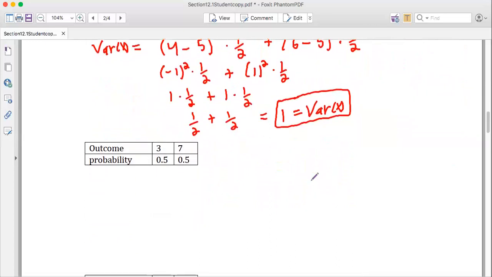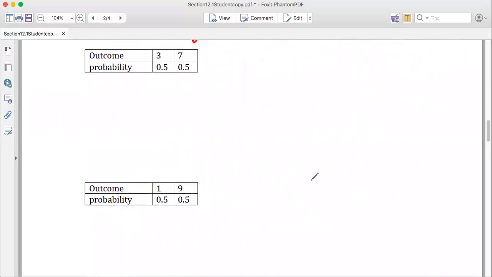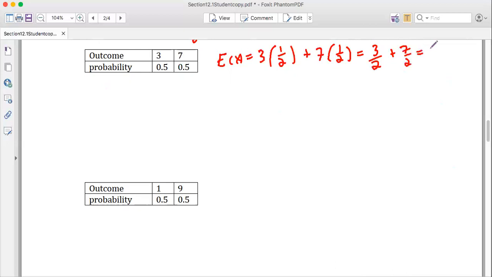Let's move on to the next probability table, but we'll find the expected value and the variance of this. So here I have outcomes 3 and 7, each with probability 1/2. To find the expected value, I would take outcome 3, multiply by its probability 1/2, take outcome 7, multiply by its probability 1/2, and these don't reduce nicely, so I'll just keep them as fractions. We have 3 over 2 plus 7 over 2. Adding them gives me 10 over 2, which gives me 5 for the expected value.